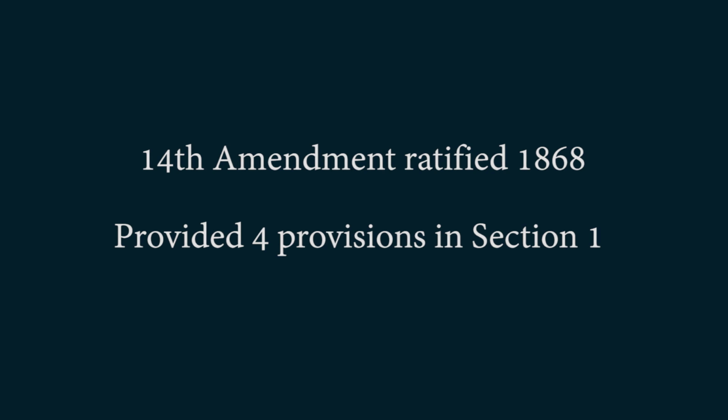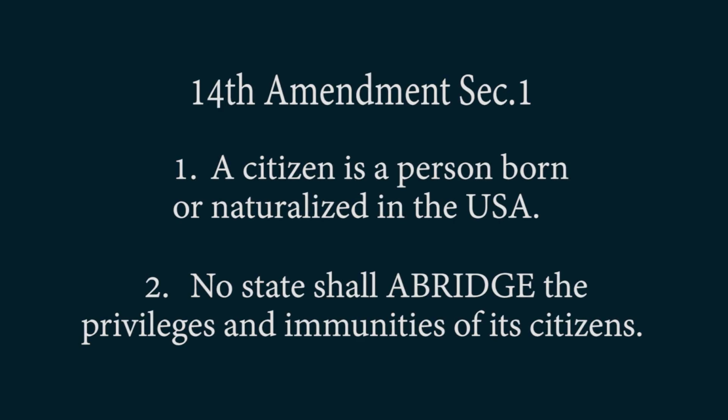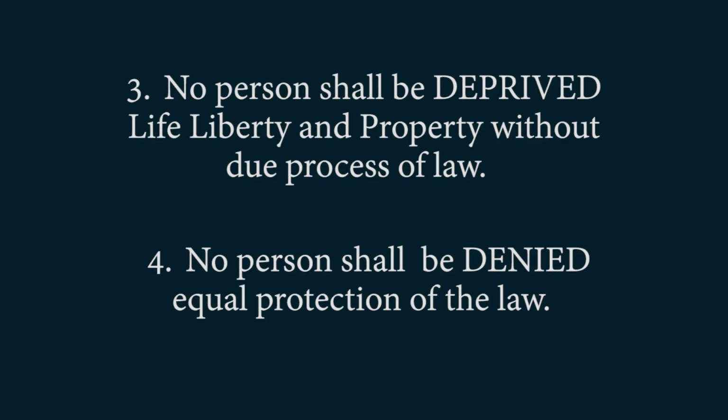Now, the 14th Amendment, under Section 1, provided 4 provisions. The very first provision gave us a definition of who is an American citizen in the United States. It basically states that if you are born or naturalized in the United States, you are an American citizen. Provision 2 states that no state shall abridge the privileges and immunities of its citizens. Provision 3 affirmed that no person shall be deprived of life, liberty, and property without due process of law. And provision 4 states that no person shall be denied equal protection of the laws. Okay?